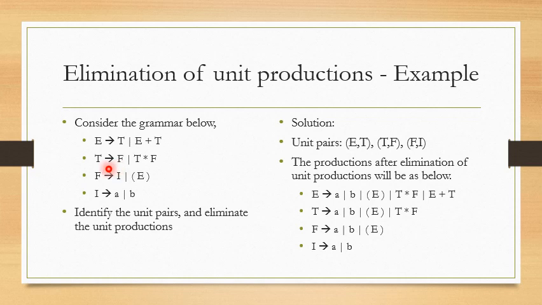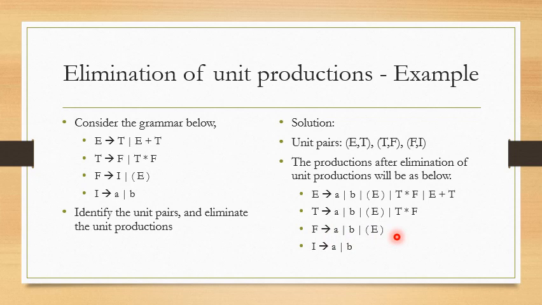So therefore, to find the productions of T, I have to substitute the production of F. Here again I have a unit production, so again I substitute for I. What I get is I determines A or B. So this A or B should be substituted into F here, and I'll get A or B or E.